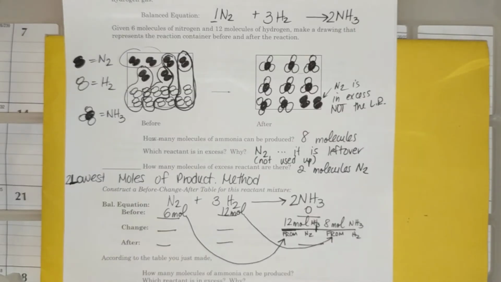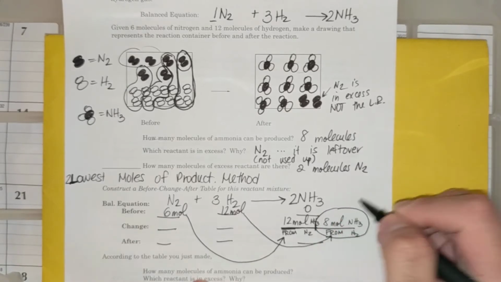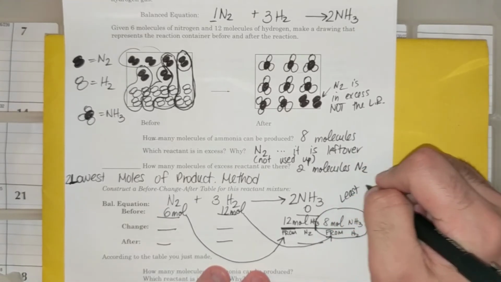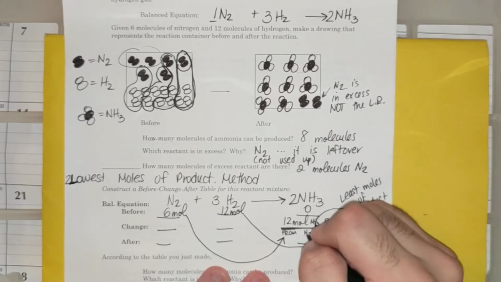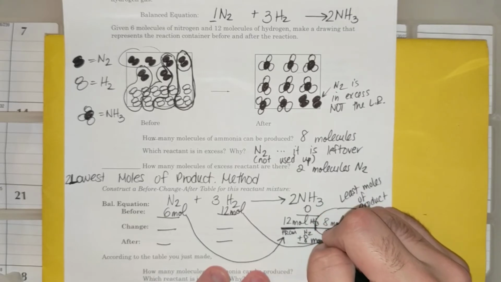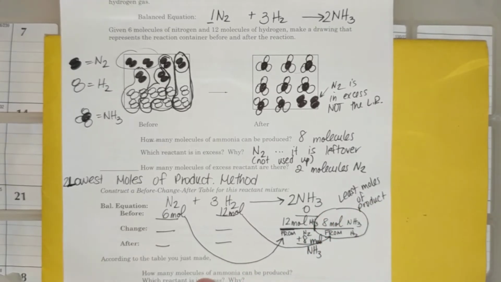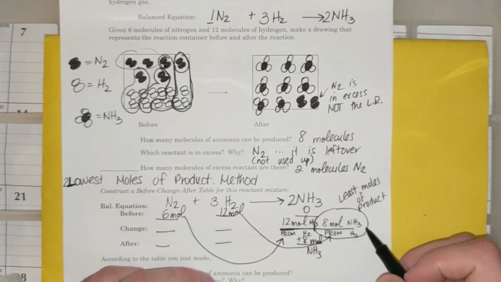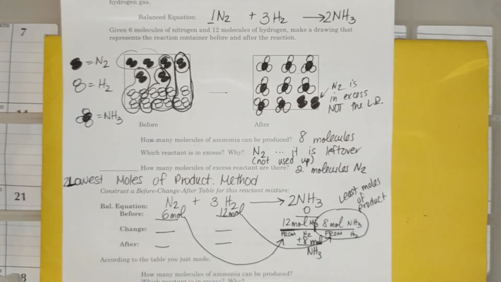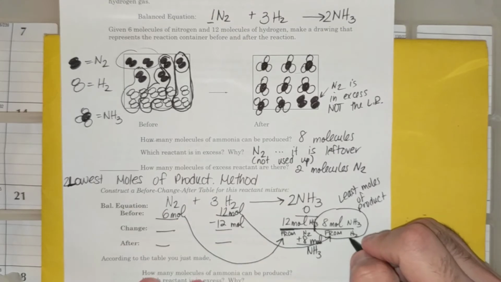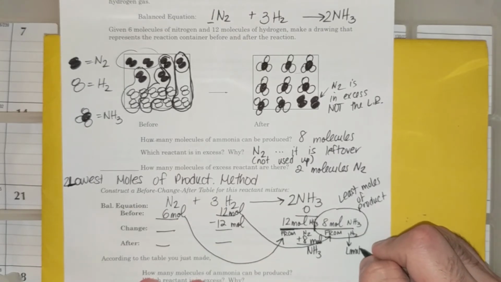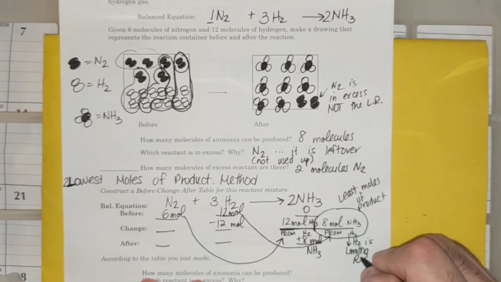So use that analogy to answer this question, right? I'm going to say this is my least moles of product. This is how much will be made. 8 moles of NH3 will be made. So if I have 8 moles of NH3, that came from the H2. I'm using up all of my 12 moles of H2. My H2 is my limiting reactant. H2 is the limiting reactant.